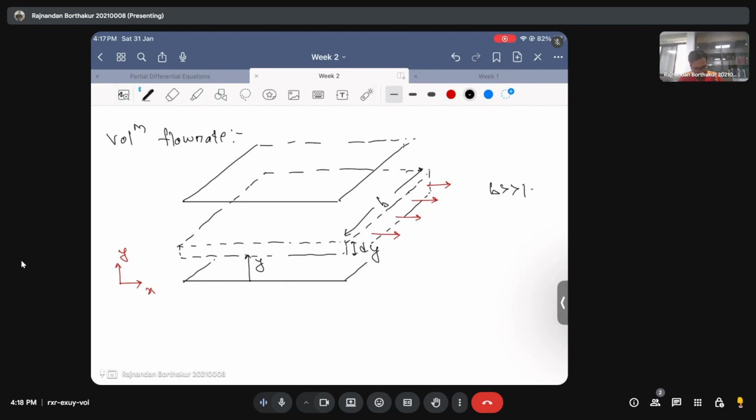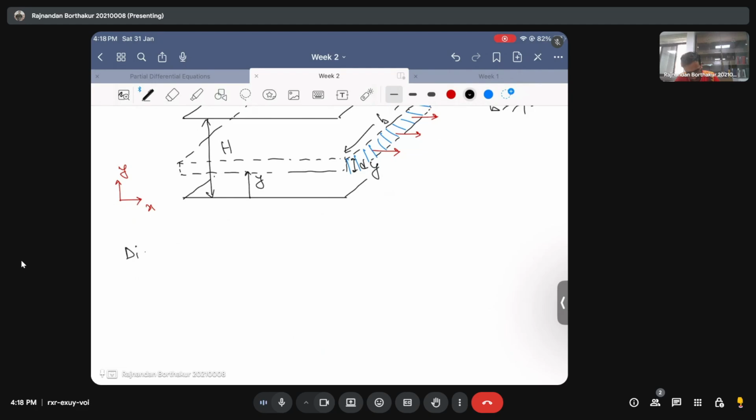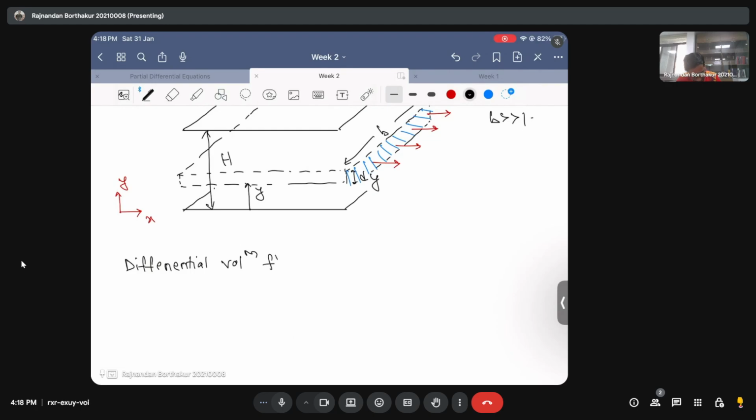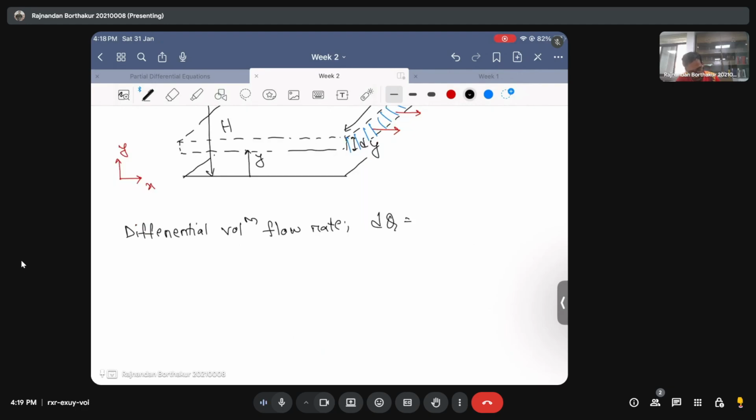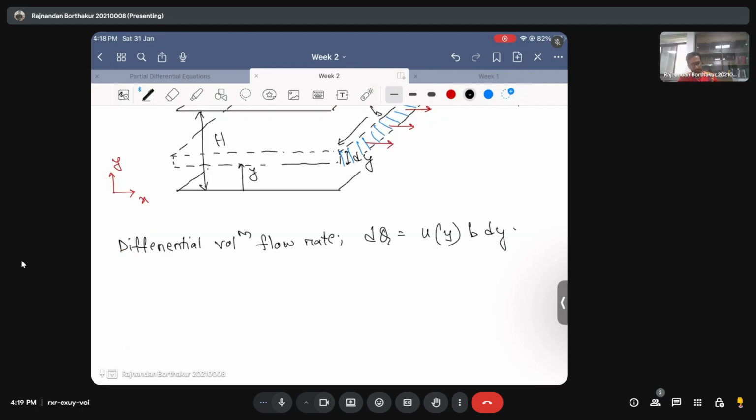I hope you got this. So what we are trying to do is calculate the fluid that is coming out through this strip portion. This will give you the differential volume flow rate, and then we'll integrate it from 0 to h, because this height is equal to h, to get the entire volume flow rate. So my differential volume flow rate, which we'll call dq, is just the velocity field times the differential area, which is b times dy. That's it.